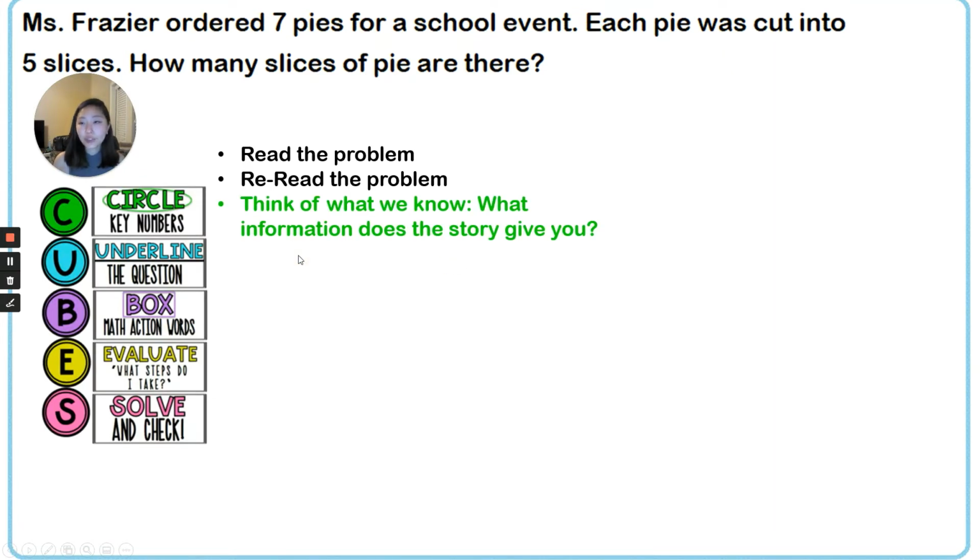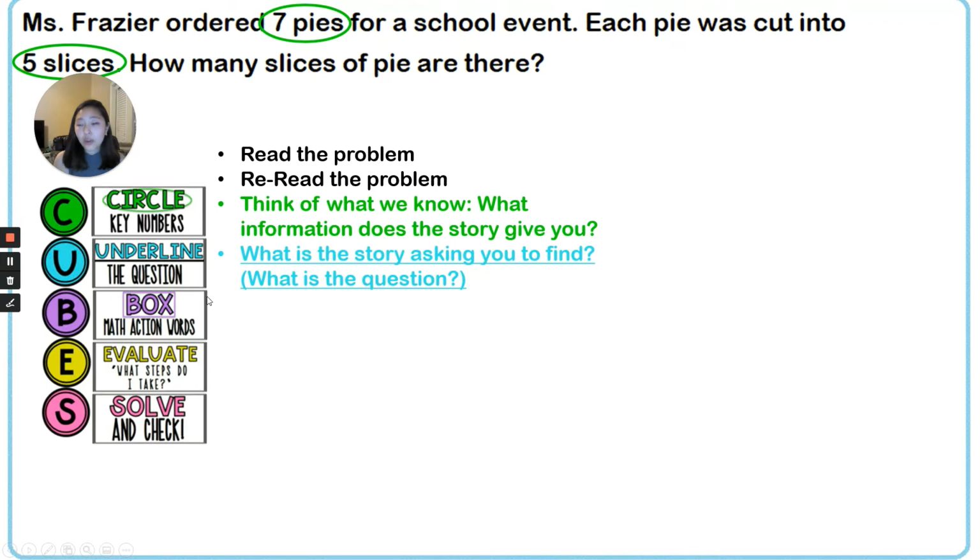Now, we're going to go right into cubes. First thing we're circling is our key numbers and our units. Looking at our first sentence right here, I already bumped right into a number and a unit, 7 pies. Now, if we're going to keep going, each pie was cut into, right there, 5 slices. Really big deal right here because you have pies and then you're going into slices. You need to really think about the other problems that we've done that look like that. Now, underline the question. How many slices of pies are there? So they're looking for how many slices, not how many pies.